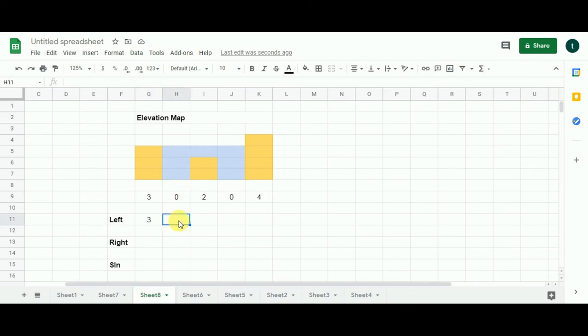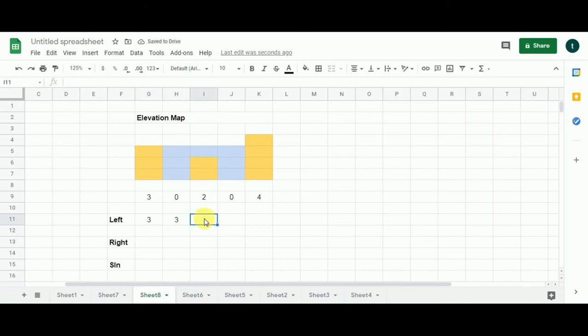Now we move to the second cell. The height of the pillar over here is 0. Now this 0 will be compared with this 3, because on the left hand side relative to this particular position, our array is going to hold the pillar with maximum height. So this 0 when compared with this 3, the maximum value which we are going to get will be 3, and I'm going to store 3 over here.